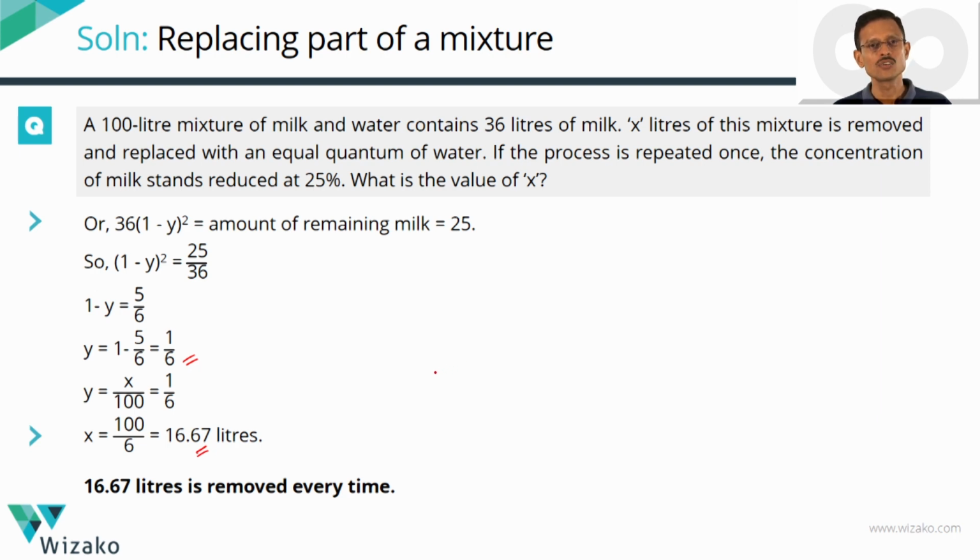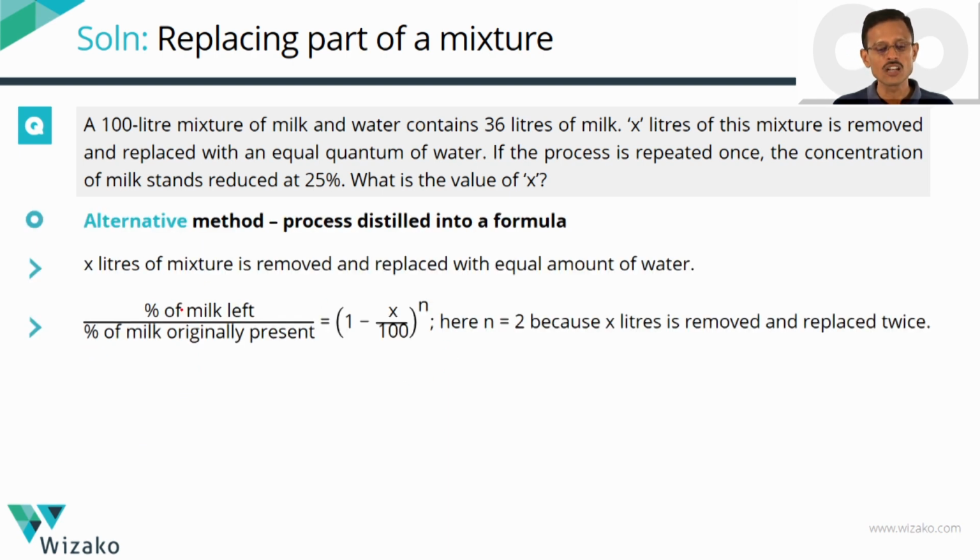I'll give you a formula to basically do this in a jiffy. This is what the formula is going to look like. Always use the item whose concentration is going down. You're replacing it with water, which means what you're letting go down is the amount of milk. So you're going to be using that every time in this formula. Percentage of milk left divided by percentage of milk originally present is equal to 1 minus x by 100 raised to the power of n, where n is the number of times this operation is done. We did it once and we repeated it once, which means it's been done twice.